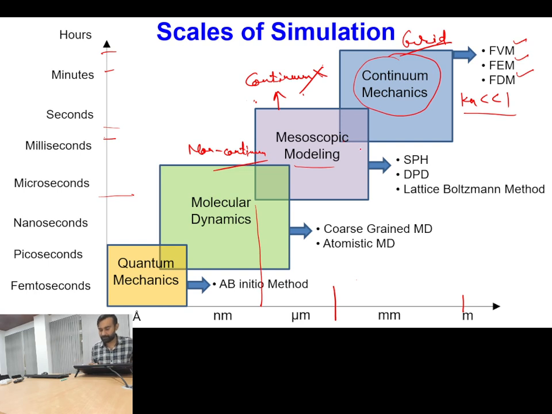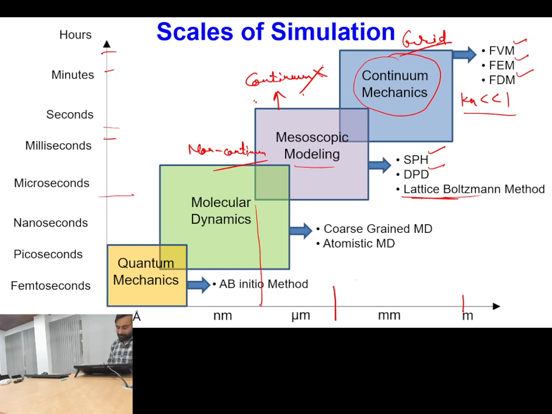So this type of methods are majorly particle based methods. A few methods have a grid approach also. For example, in the case of the lattice-Boltzmann method, there is a grid, but there are preferential directions in which the property will be transferred. Okay, so these methods are typically smoothed particle hydrodynamics, dissipative particle dynamics, and lattice-Boltzmann methods, etc.